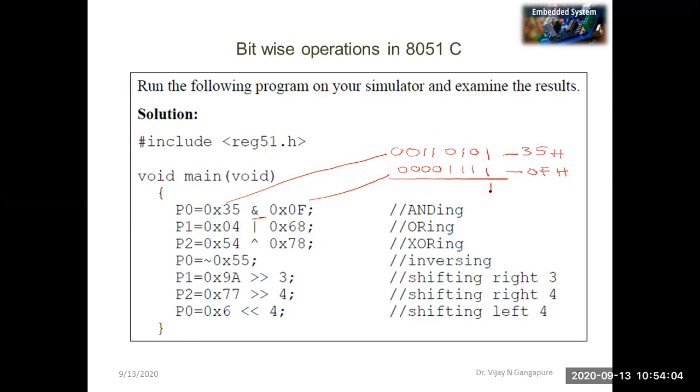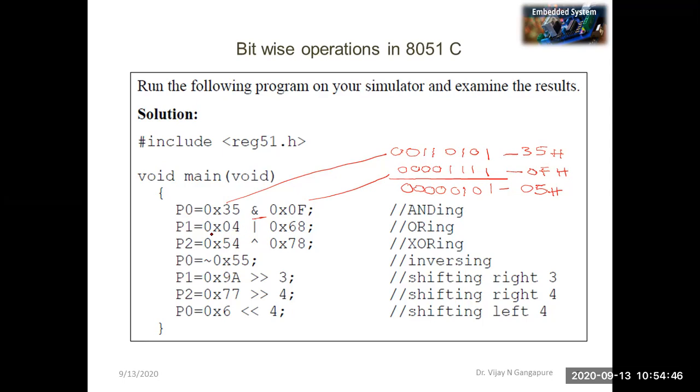It produces 1. Between the next two bits, 0 1 produces 0 in the AND operation. Here 1 1 produces 1. Here 0 1 produces 0. Here again 1 0 produces 0. Here 1 0 produces 0. Here 0 0 produces 0. Here 0 0 produces 0. So what is the answer? That is 05H. 05H is the result of the bitwise AND operation between 0x35 and 0x0F. So this 05 will get output to port 0.